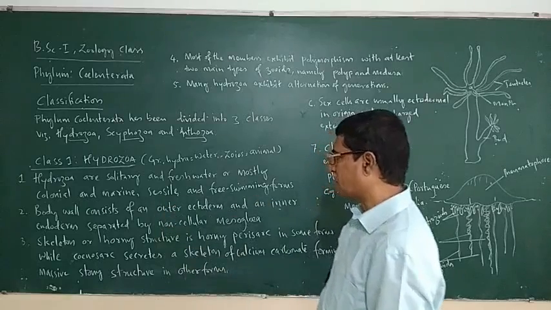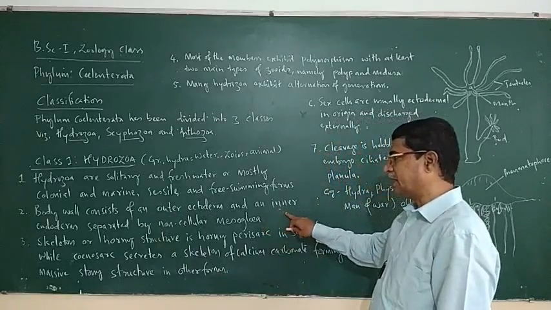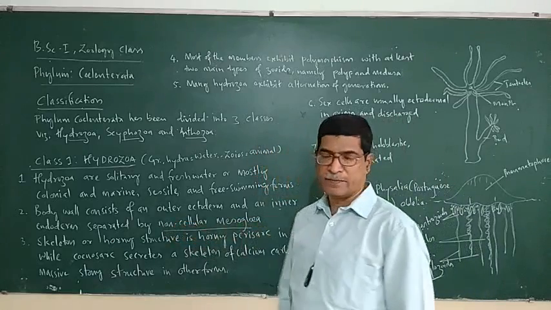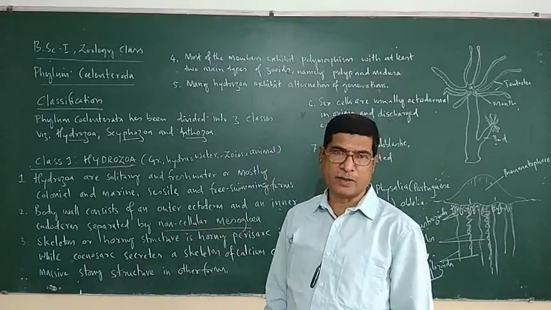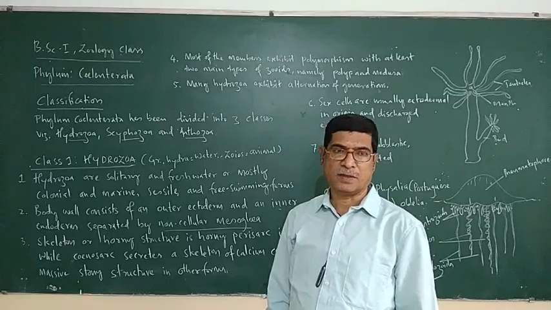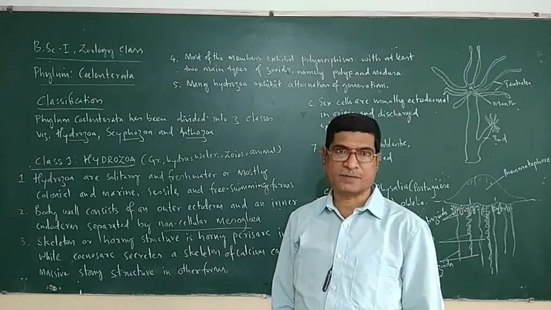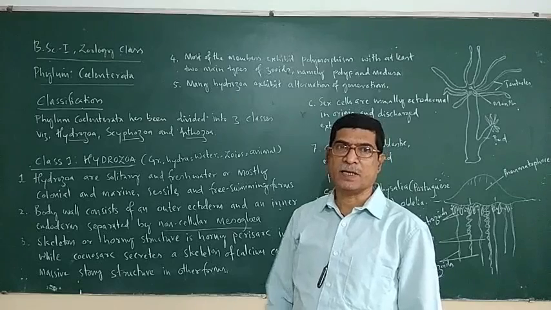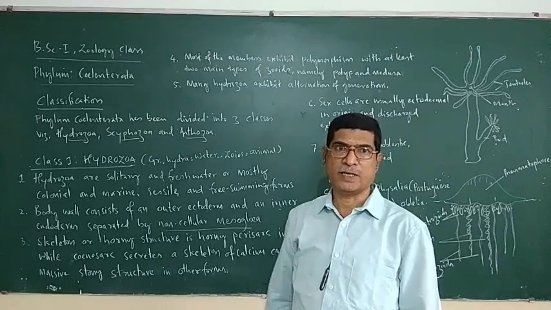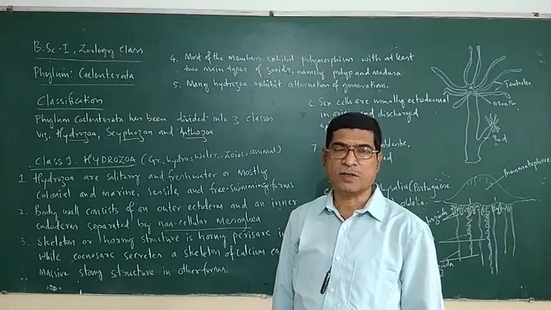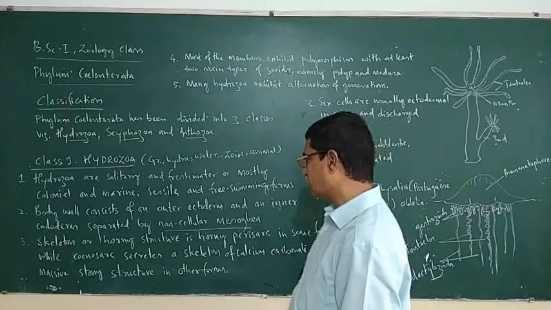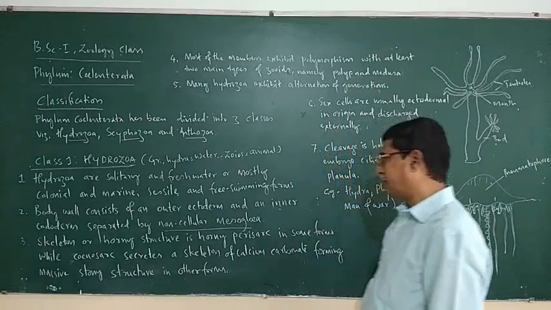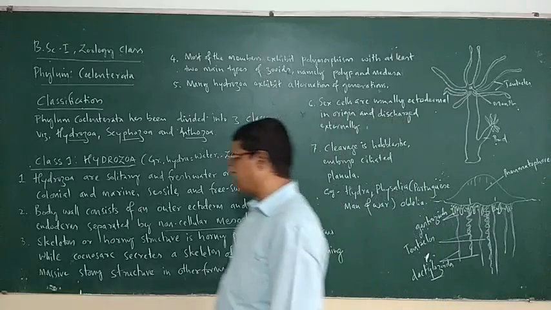Body wall consists of an outer ectoderm and an inner endoderm separated by non-cellular mesoglea. Because coelenterates are diploblastic, it means ectoderm and endoderm, two layers are there. In between these two, non-cellular mesoglea is present. This is the second one.